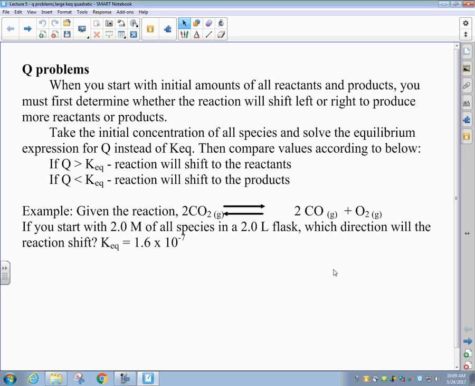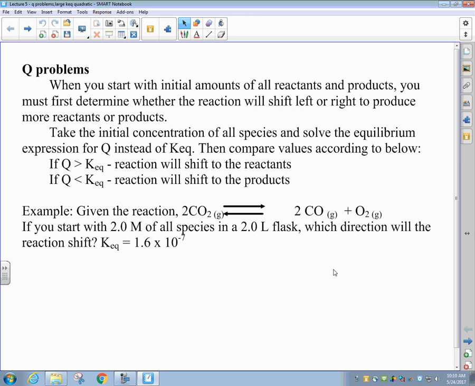Now, a Q problem is when you start with initial concentrations of everything. You have all reactants, all products, all have an initial concentration. At that point, then you have to do a separate calculation called a Q calculation to be able to determine what the change will be. In other words, when you get to the change line in your ICE chart, which side will be a positive change and which side will be a negative change.